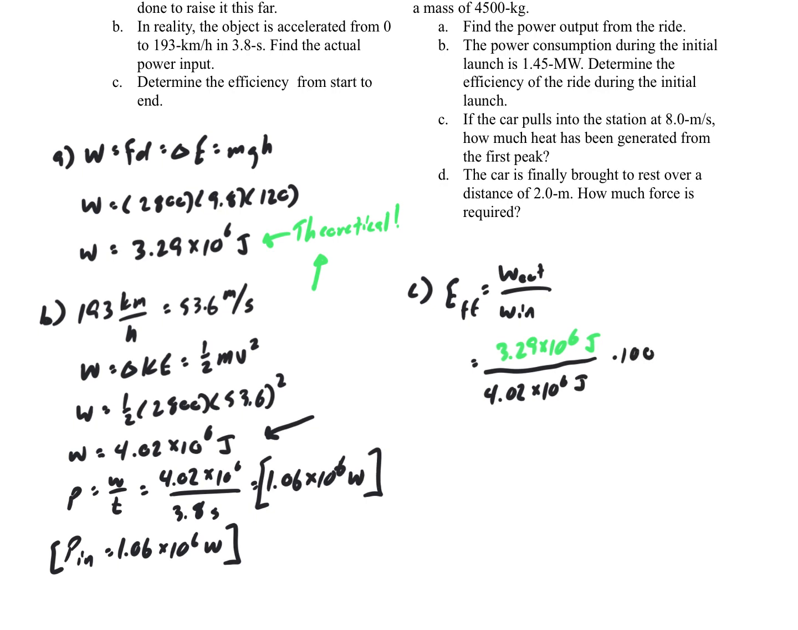Multiply that by 100 to get my percentage. So the efficiency of this particular process is about 82% efficient. So not awful, but also pretty far from 100 if you're looking at that kind of thing. All right, so now let's take a look at the next question.